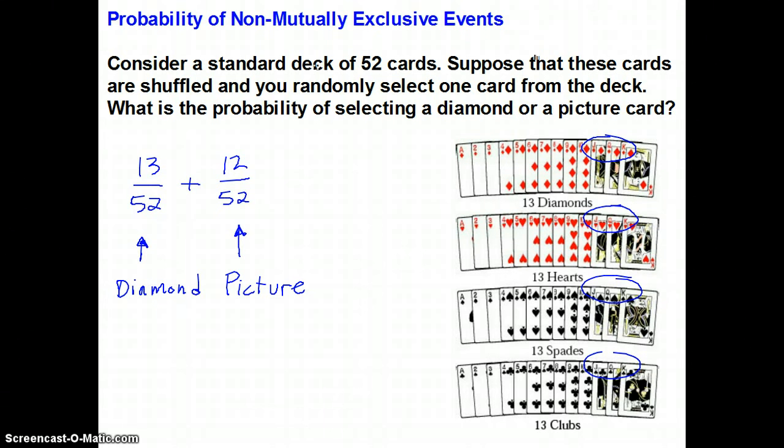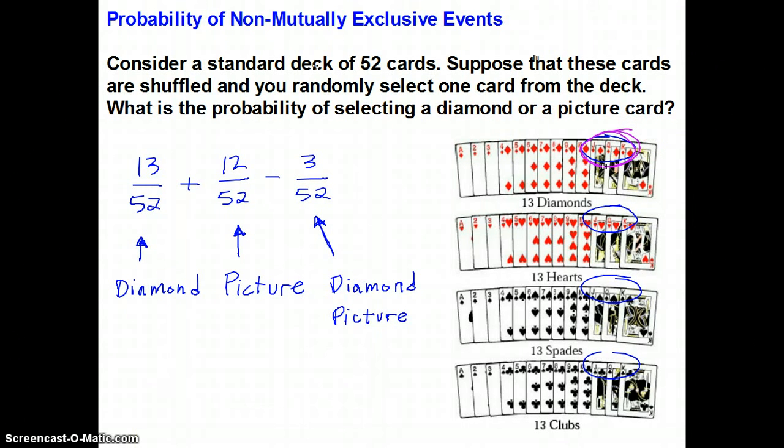And so our problem here is that we're double counting. We already counted the diamond cards, and now we're double counting the picture cards. And so we need to subtract the diamond picture cards. Okay, so we're subtracting 3 out of the 52. And so if we combine all together, we end up with 22 out of 52, which then would reduce to 11 out of 26.